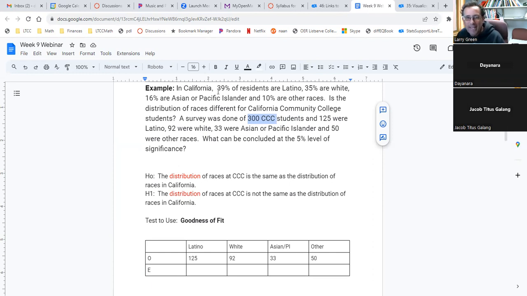Yeah, we multiply because we take 39% of 300. And to find 39% of 300, you multiply. You have to turn the percent into a decimal. And let's write this out, 0.39 times 300. Any questions on that? Any questions?